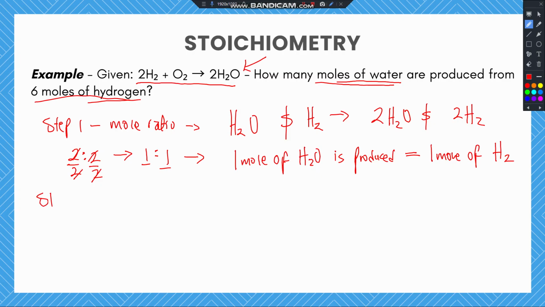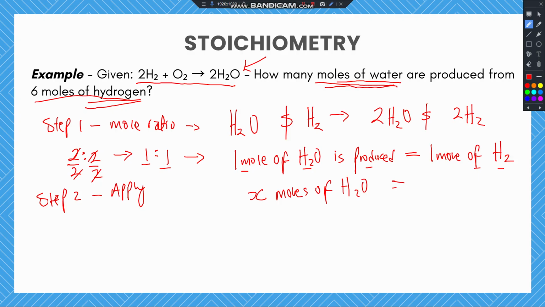So you can see how the mole ratio was written out. So step number two would be to apply the mole ratio. So how do we apply the mole ratio? Let's check out the question. The question says, how many moles of water are produced from 6 moles of hydrogen? So we have 1 mole of H2O produced from 1 mole of hydrogen. So they said, how many moles of water? So X moles of water, or H2O, will now be produced by 6 moles of hydrogen, H2.